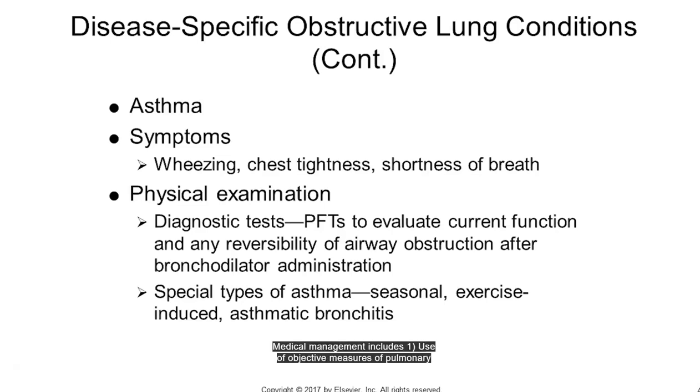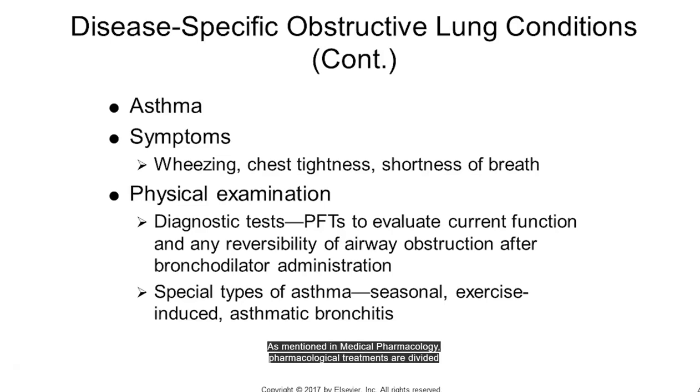Medical management includes: 1. Use of objective measures of pulmonary function to assess severity and to monitor effectiveness of therapy. 2. Identification and elimination of factors that worsen symptoms, precipitate exacerbations, or promote ongoing airway inflammation. 3. Pharmacological therapy to reverse bronchoconstriction and to reverse or prevent airway inflammation. 4. Therapeutic partnerships between the patient and healthcare provider.